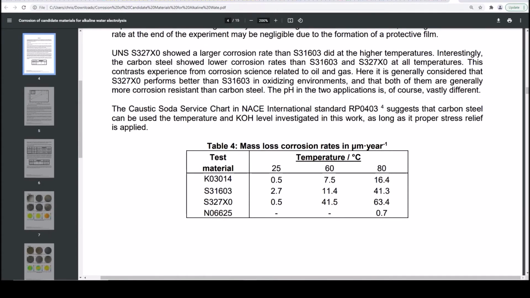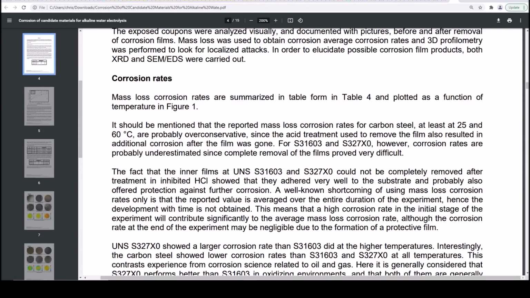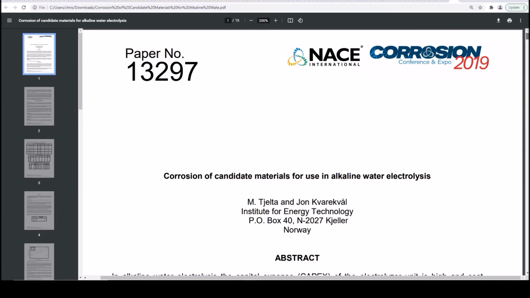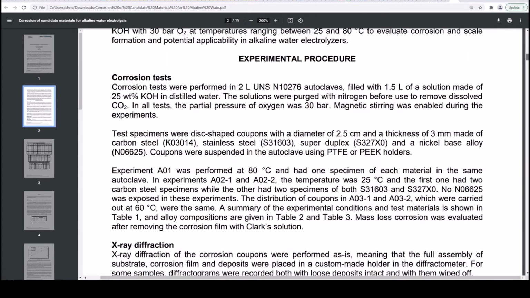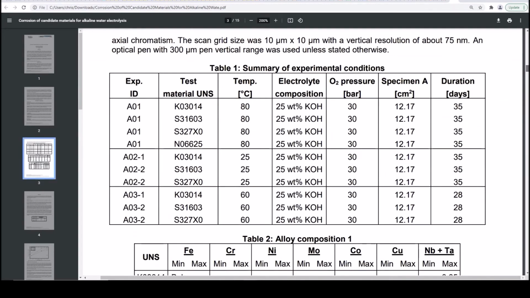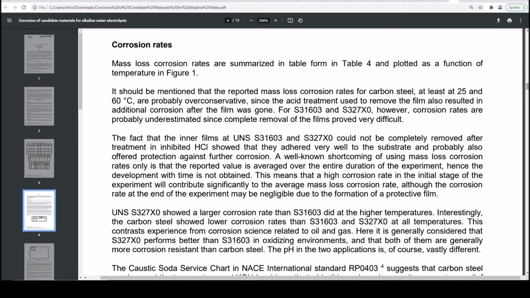the nickel rate is basically negligible. So if this is correct, you can expect a corrosion rate of, they didn't say whether this is the anode or the cathode. I assume they account for that. But if that's true, then you can expect, so 35 days, 30 bar, 25% KOH, and they don't say what the current density was, but I don't think it really matters what the current density was.